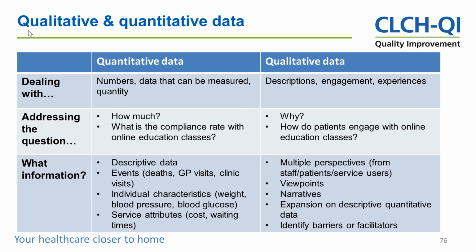So with the example I've just given, the whole improvement work could be improving engagement with online education classes. So the first port of call is to understand how many people are going and how many people are not going. What is the non-compliance rate? But why is that? Why is the rate so high or so low? And what can we learn from narrative information from patients? This is a really good example of how you can compare both quantitative data and qualitative data and how they can be very complementary to one another.